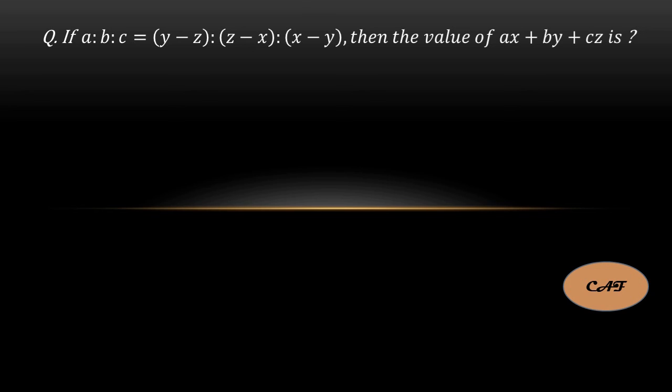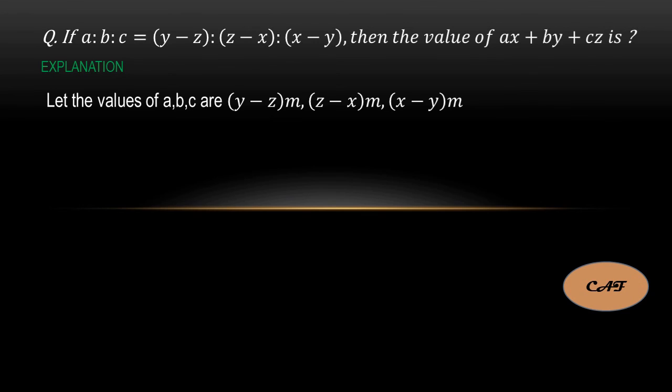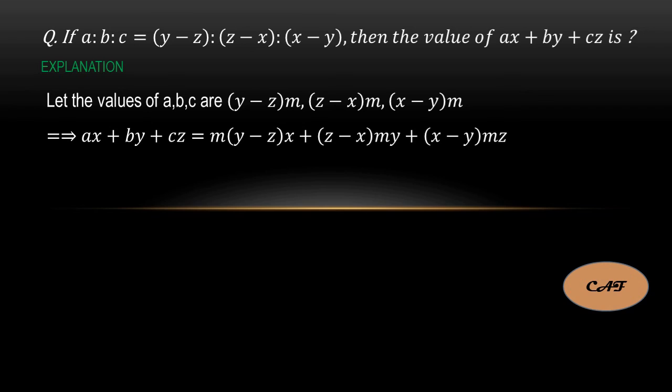Okay, I am assuming those variables a, b, c are y minus z into m. Okay, z minus x into m, x minus y into m. The m is some factor, it represents the value of a, b, c, but we don't know what the value exactly is. So okay, let's substitute these values in the equation ax plus by plus cz. Okay, m into y minus z into x plus z minus x into m into y plus x minus y into m into z. If you solve that, in all these things m is common, so I am taking m as common and I am multiplying the remaining things.